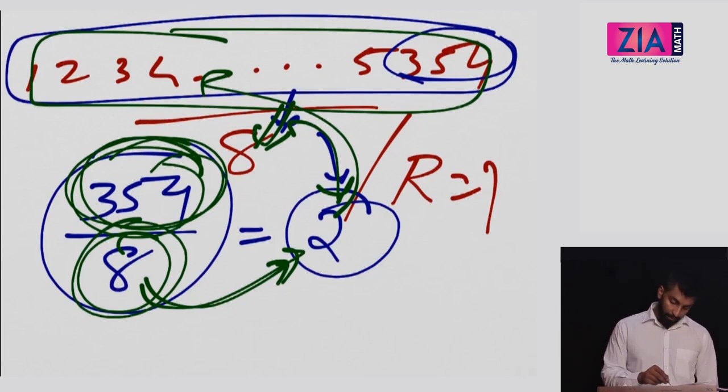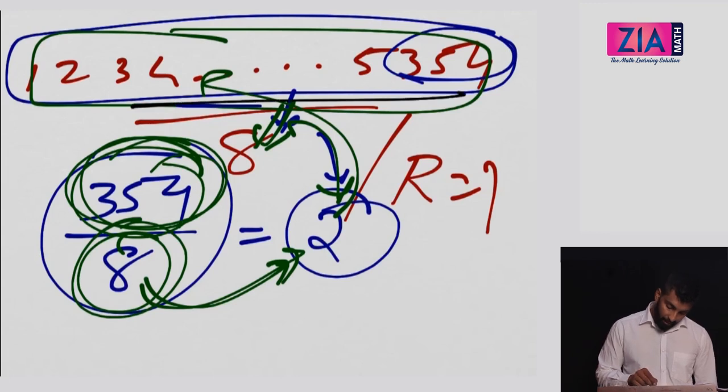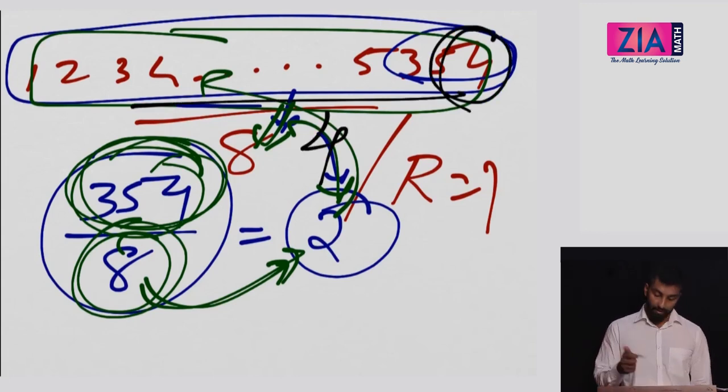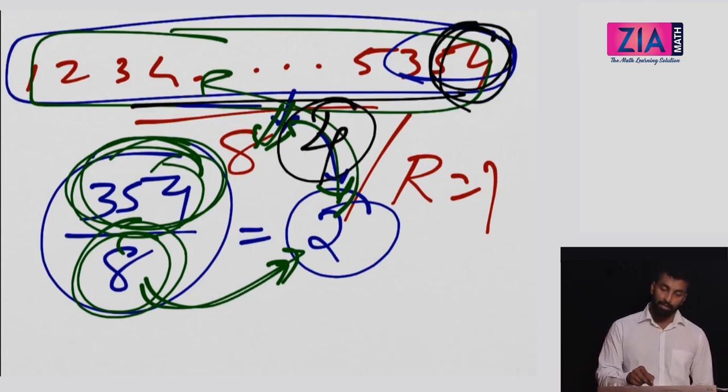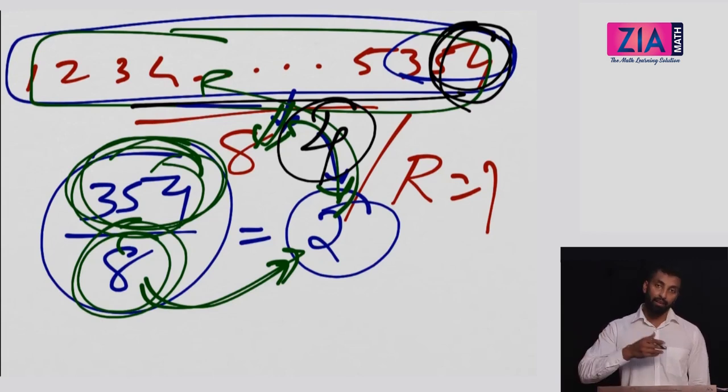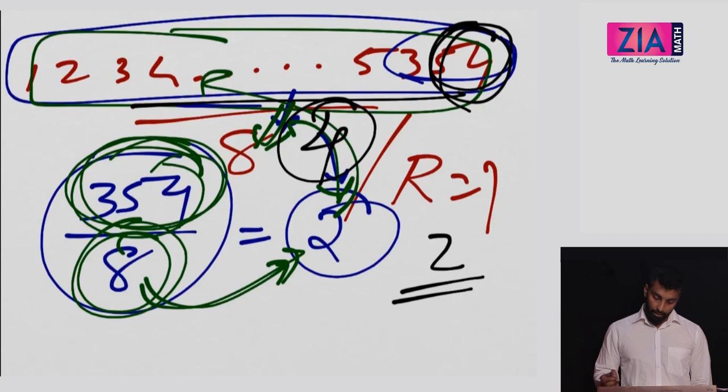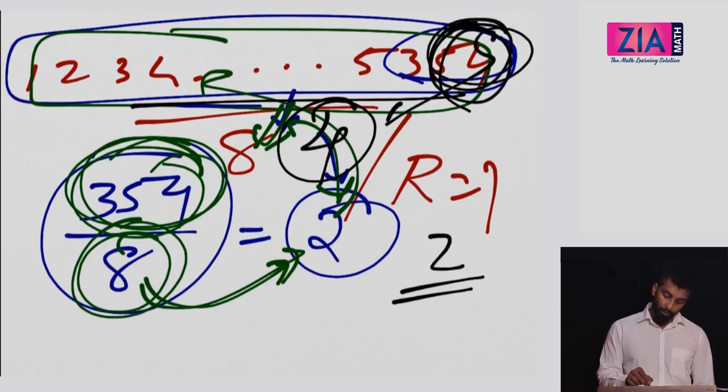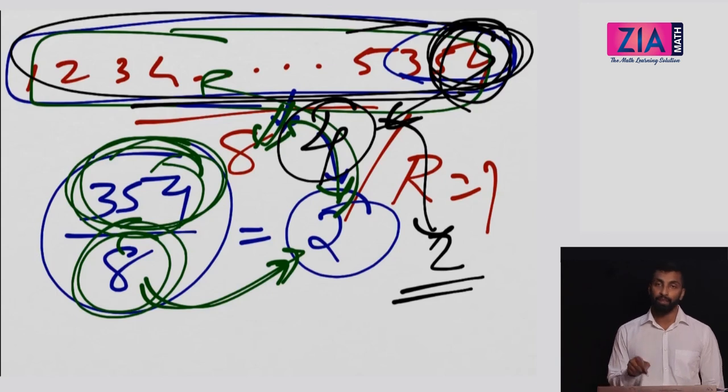So what if the question was, instead of 8, divide by 4, what is the remainder? Then the divisibility of 4 depends on the last 2 digits, right? So you will divide 54 by 4. Rather than dividing 1, 2, 3, 4 up to 54, you will just take the last 2 digits and divide by 4. What is the answer? 2 is the answer. So 54 divided by 4, your remainder is 2. That will be the same as that of this bigger number divided by 4, remainder.